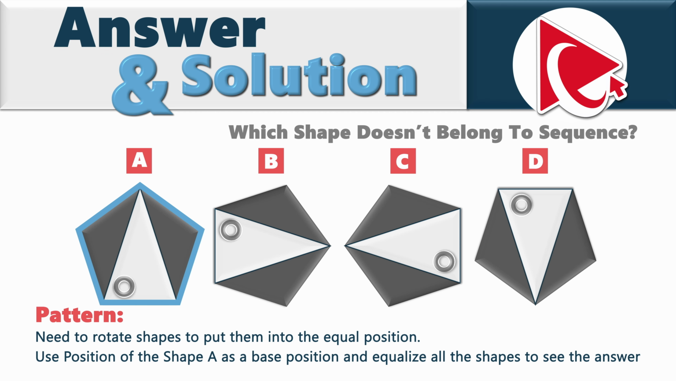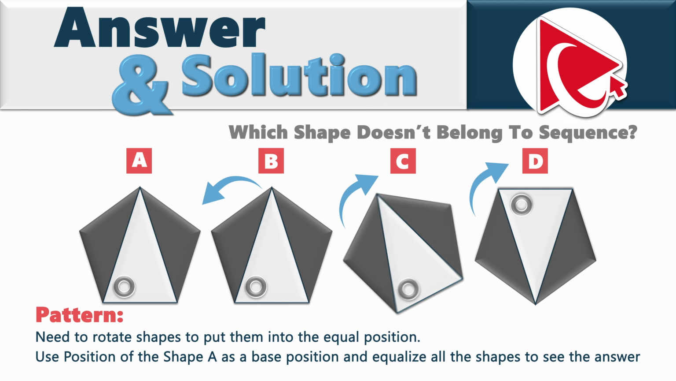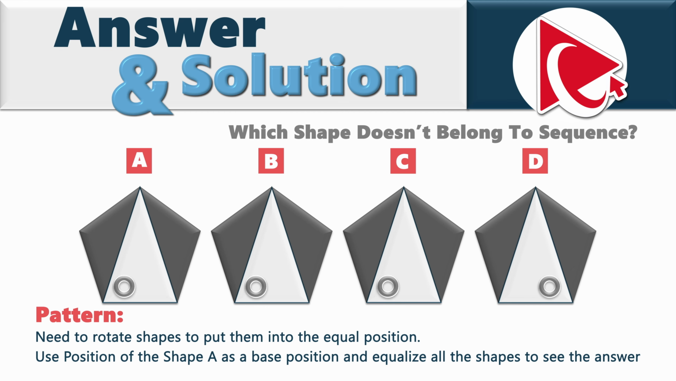We can keep shape A in the same position. All we need to do is to rotate shapes B, C, and D. And once you put all 4 shapes side by side, then you can see that the donut in the shape D is in the right corner instead of the left corner for the shapes A, B, and C. So the correct answer here is choice D.